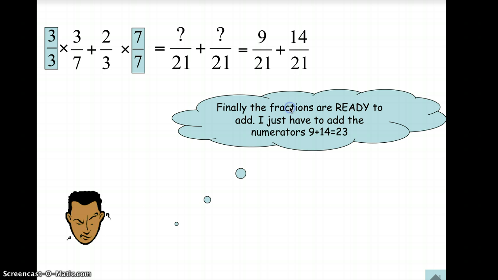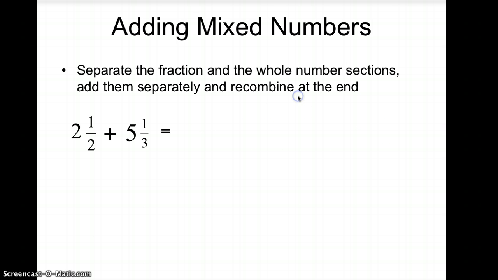Sounds kind of funny. So the fractions are ready now to be added, because all you have to do is add the numerators. The denominators stay as 21. So it gives you 23/21, and you notice right off the bat, oh, that's an improper fraction, so you have to change it to a mixed number. Good job.